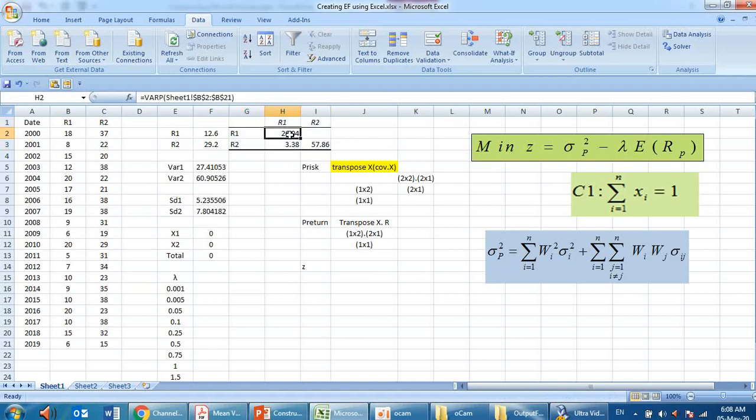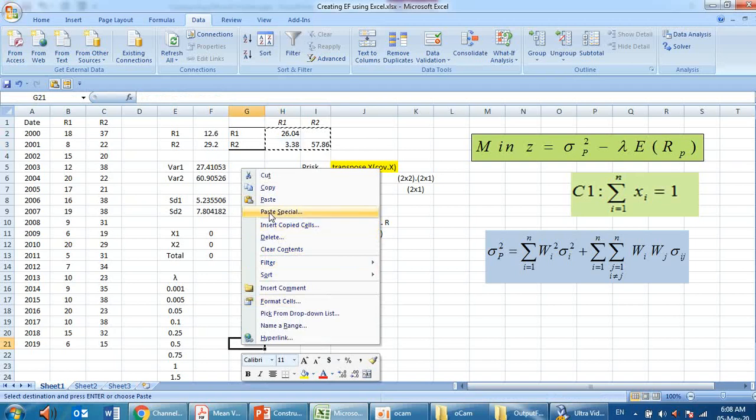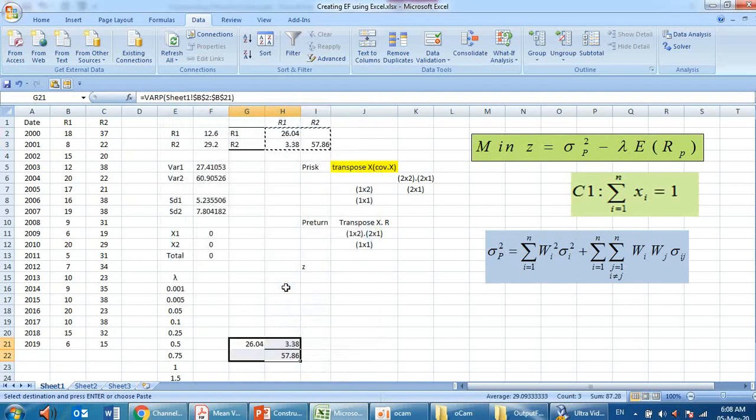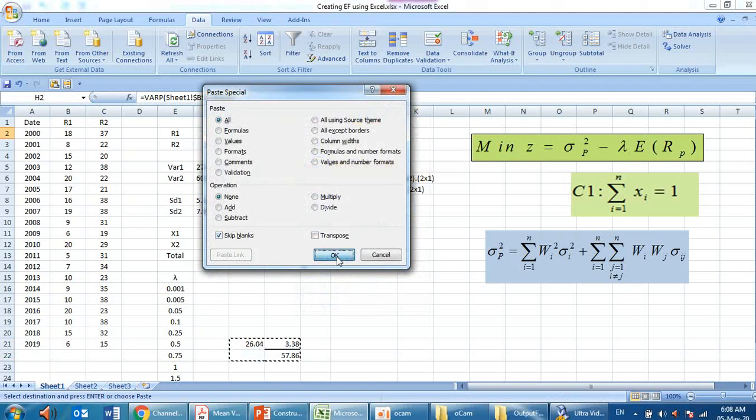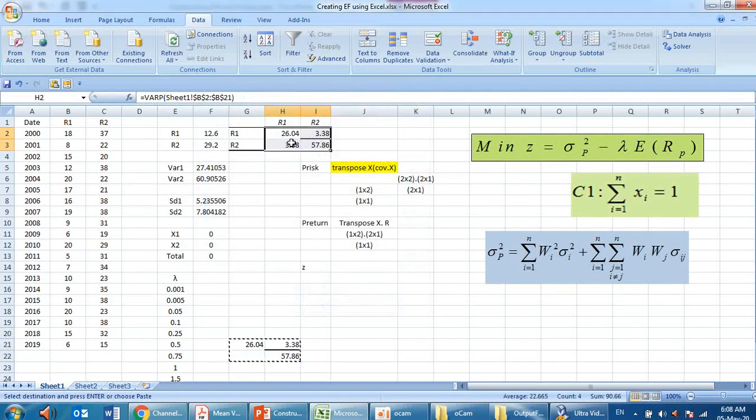So this is the covariance matrix, but I don't have the diagonal entries, so I can copy over here and paste special transpose like this. I get these values, then again copy over here and put it back over here, skipping blanks. So I get the cross diagonal entries easily. This is a 2 asset case, which is easy, but with a 100 asset case you can't copy each and every cross diagonal entry. This is a small command you can follow.